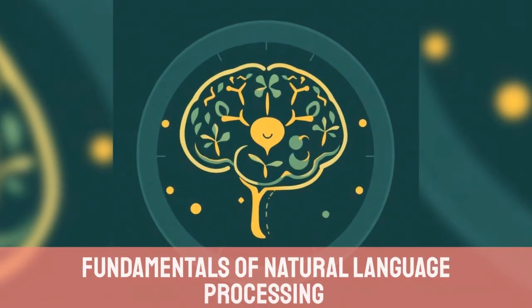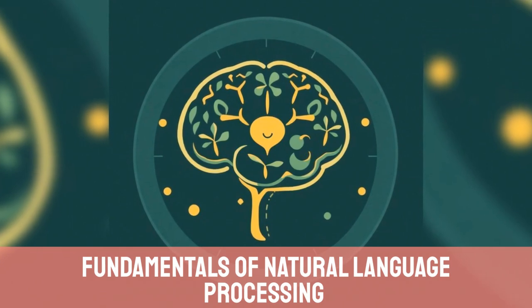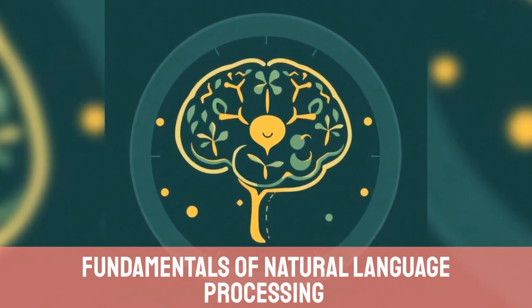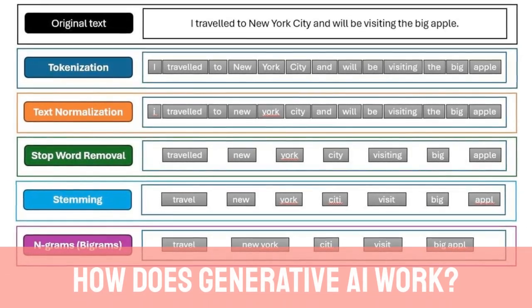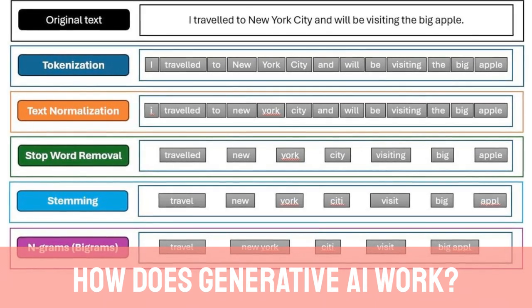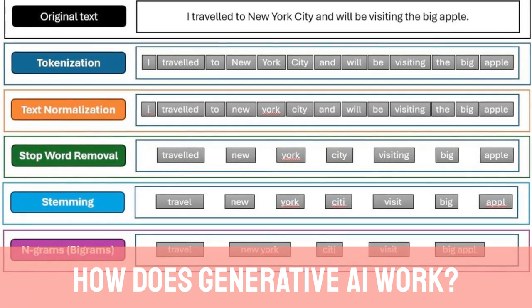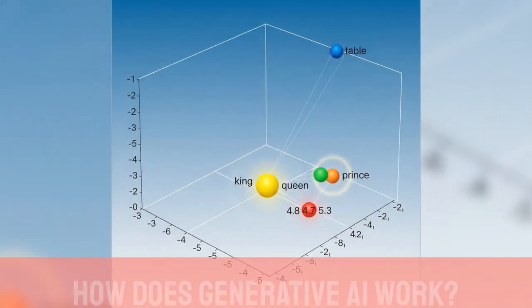Understanding the fundamentals of NLP is crucial to grasping how these models process and generate human-like text. So let's recap. Tokenization is the process of breaking down a sequence of text into smaller, meaningful units called tokens. This allows machines to convert human language into a numerical format they can understand and process, serving as the first crucial step in natural language processing.